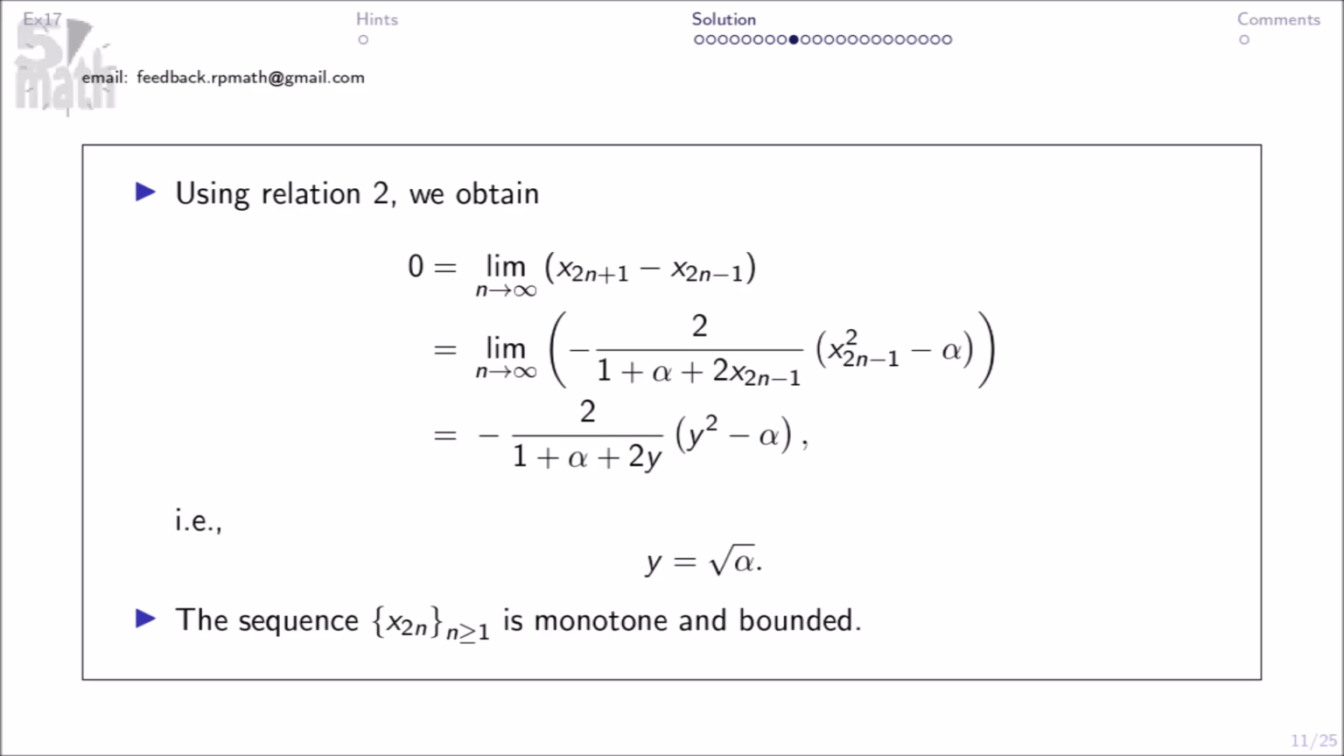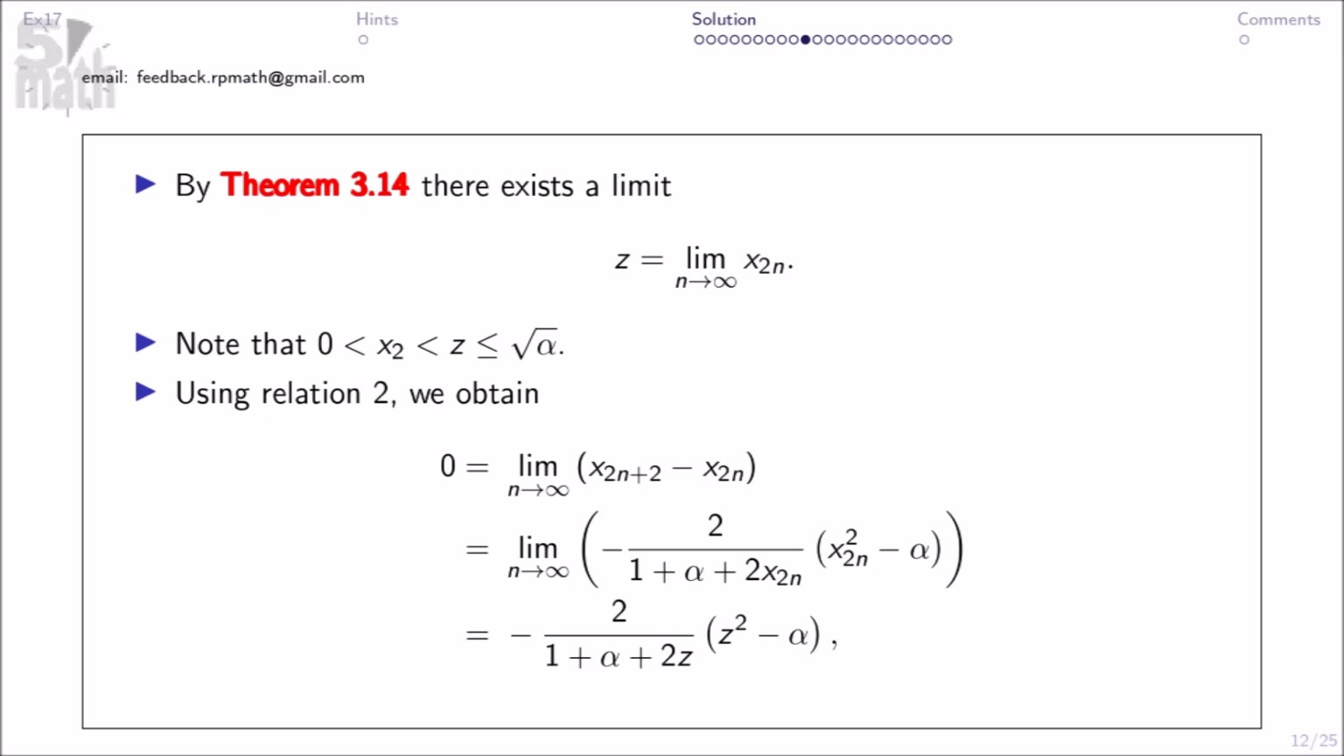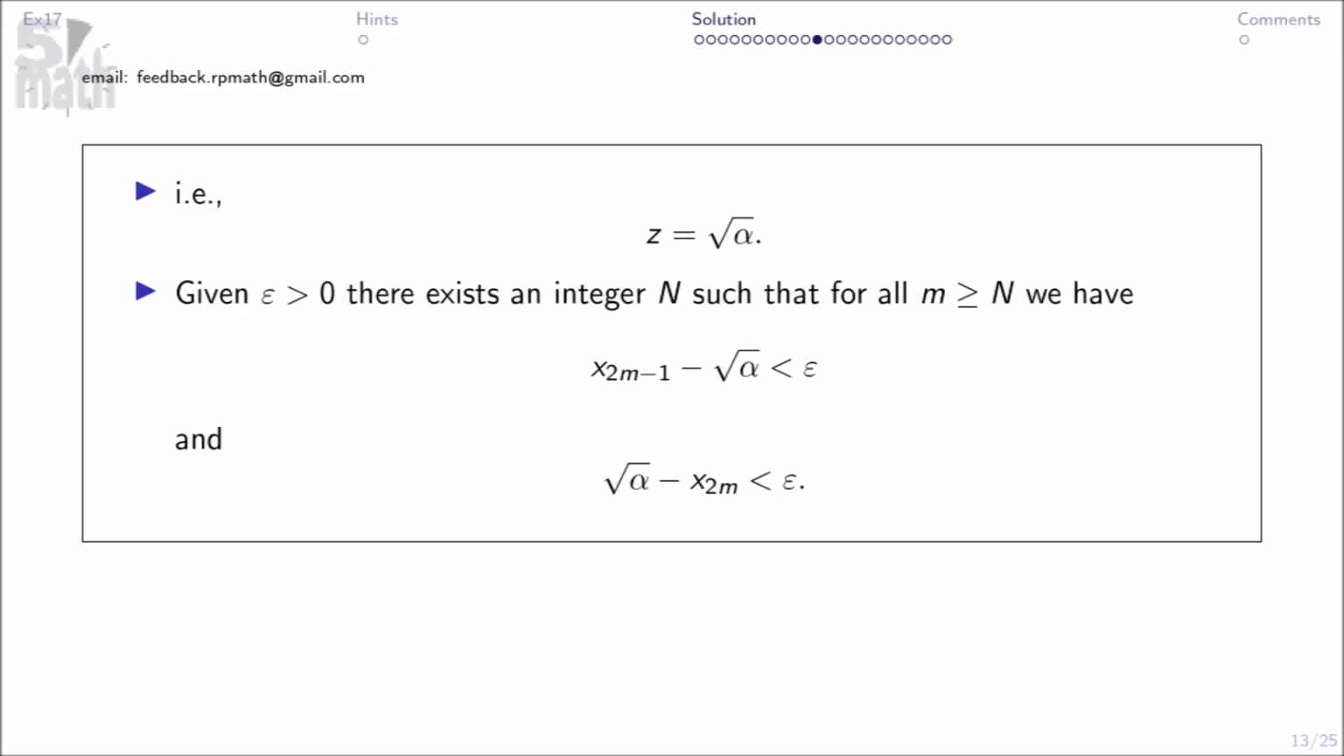The sequence x2n, n greater than or equal to 1, is monotone and bounded. By theorem 314, there exists a limit z equals limit n to infinity x2n. Note that 0 less than x2 less than z less than or equal to square root alpha. Using relation 2, we obtain the following. That is, z equals square root alpha.